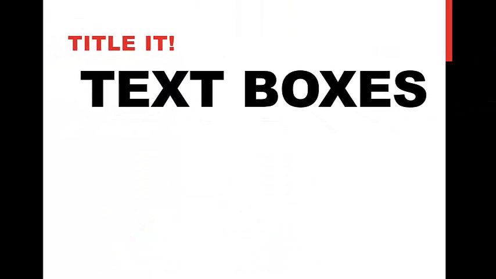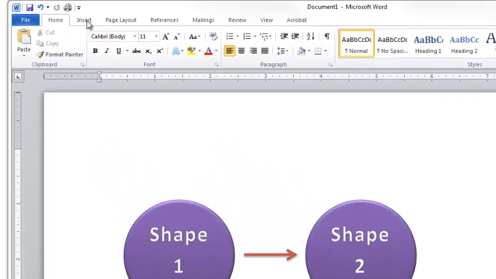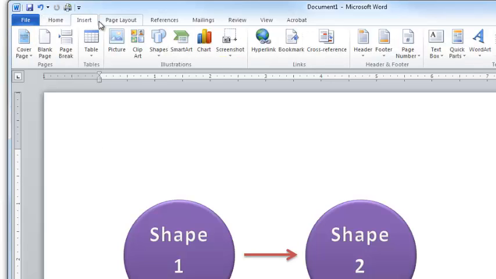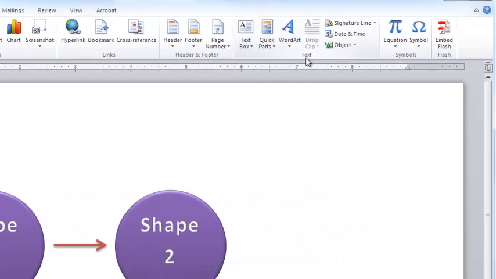The last thing that we can do to make our concept map look even more professional is to add a title. We can do this by adding a text box. In order to add a text box, go under the Insert tab, go to the far right where it says text. In this area is called text box.